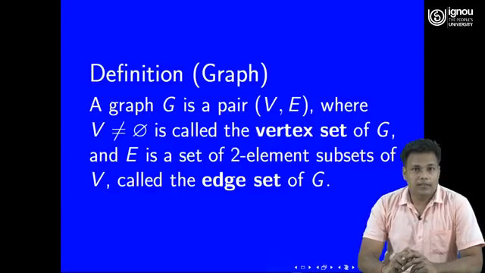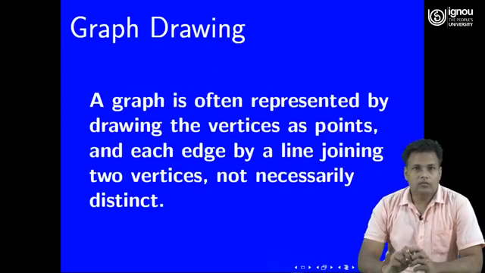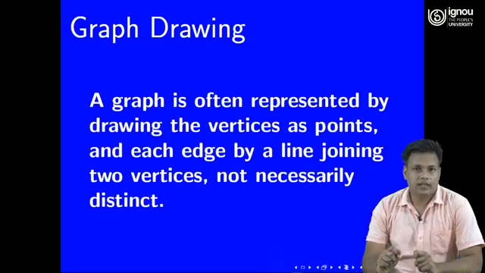Graphs are better represented through points and lines on a plane. So a graph can be represented by drawing vertices as points and each edge by a line that joins two vertices, and of course these vertices may not be distinct. That means an edge may have the same endpoints.